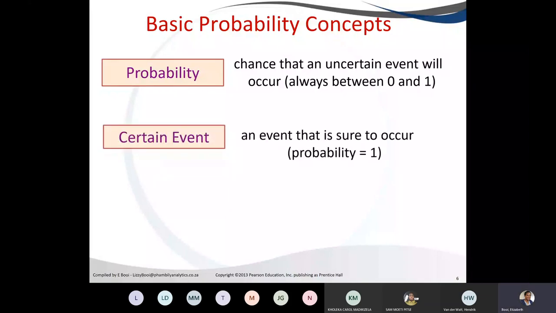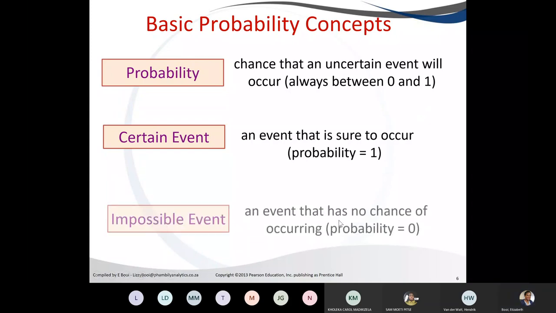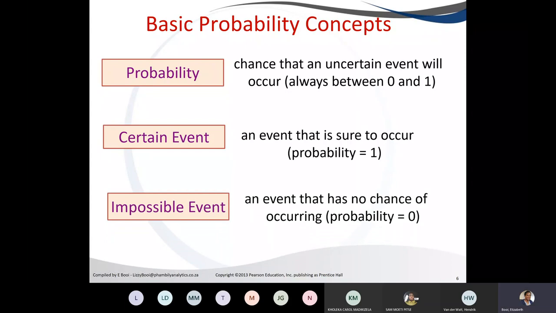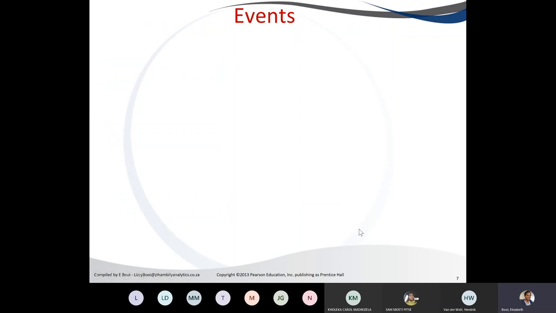Like I explained, a certain event is an event that we are sure will happen, and that probability will always be equal to one. An impossible event is the likelihood or the chance that the event will not happen, and that probability will always be equal to zero. I'm talking about the probability of events. What are these events? I'm saying the sun will come out, you'll toss a coin. Those are what we call events, things happening.